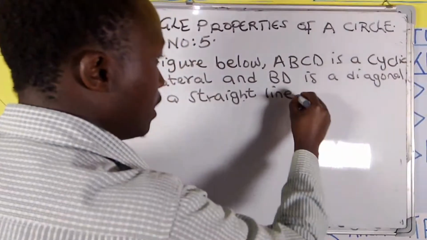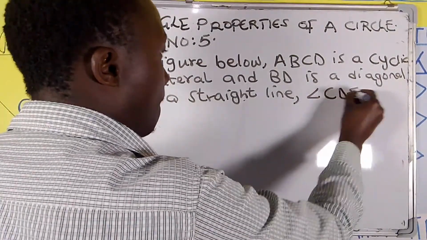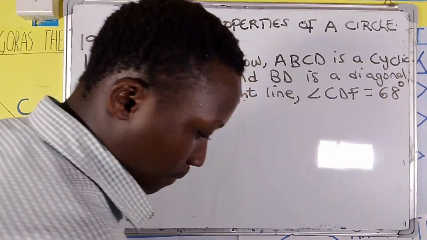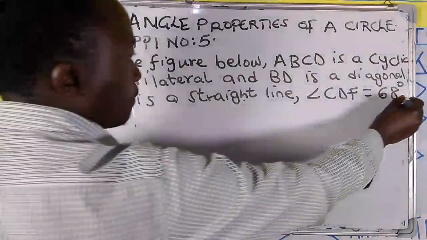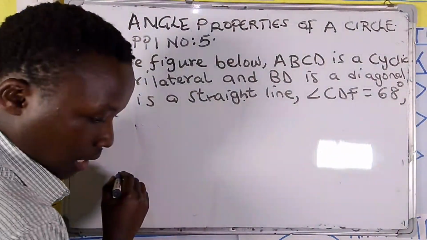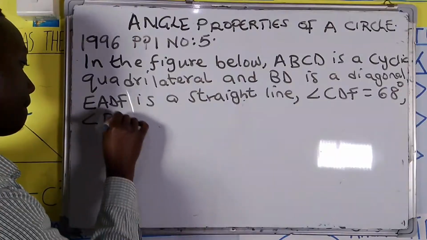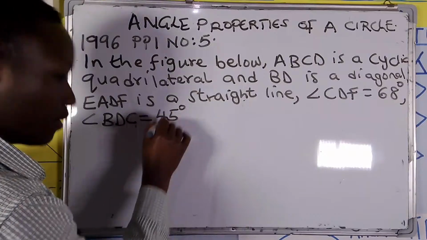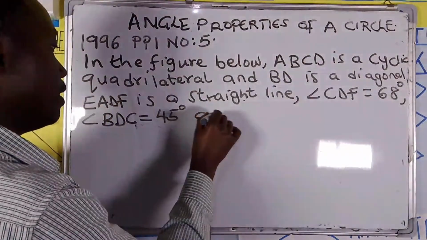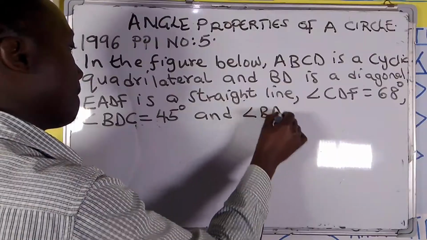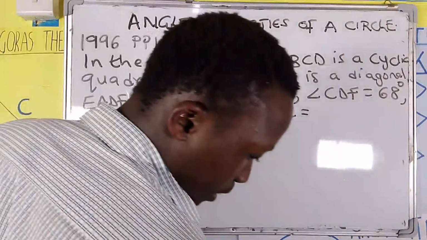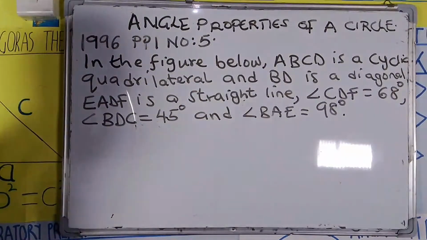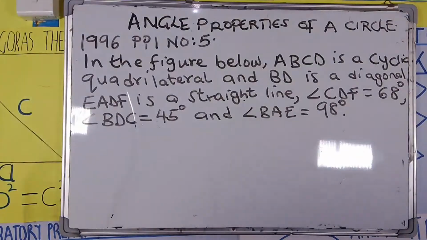Angle CDF is equal to 68 degrees, angle BDC is equal to 45 degrees, and angle BAE is equal to 98 degrees. I hope you have written that down.